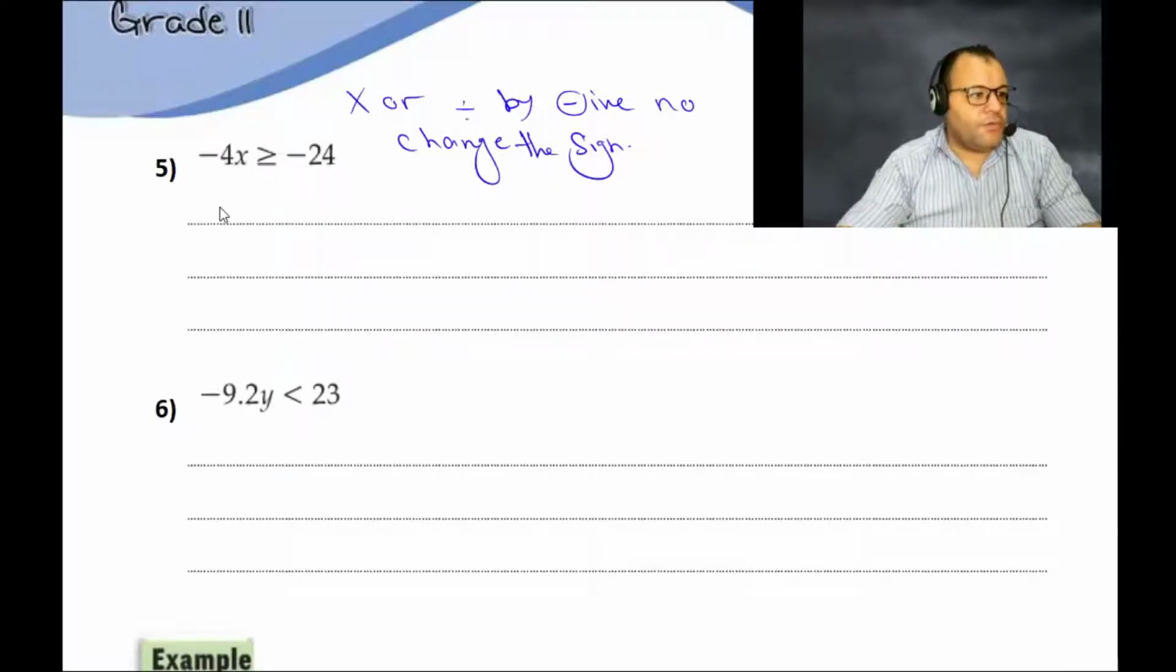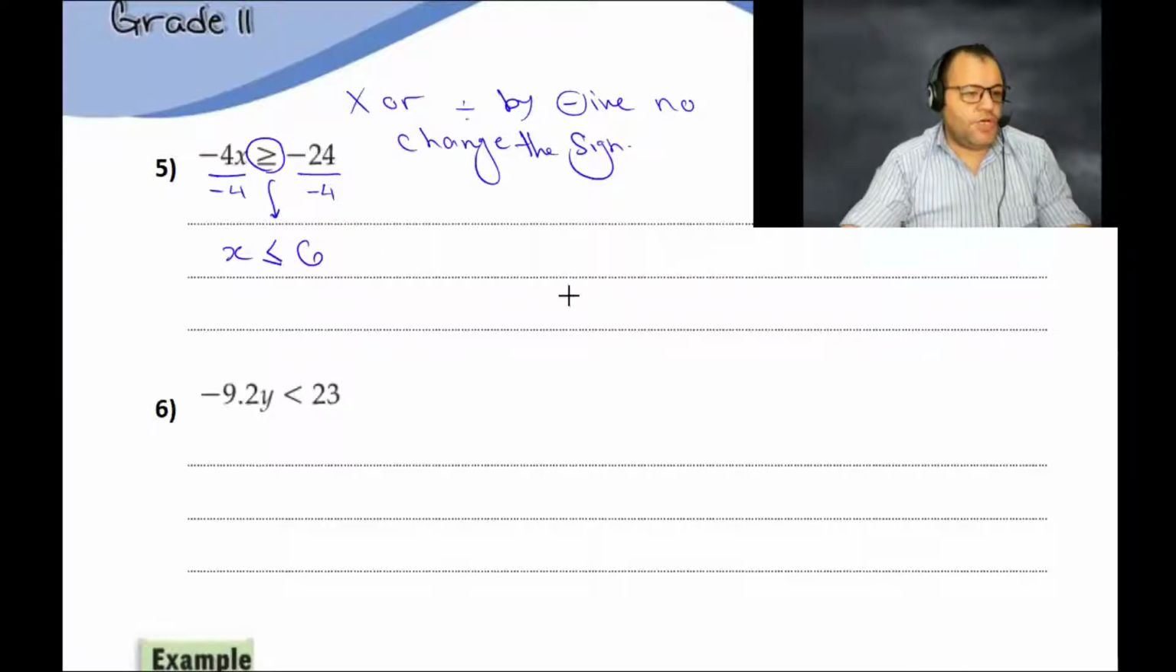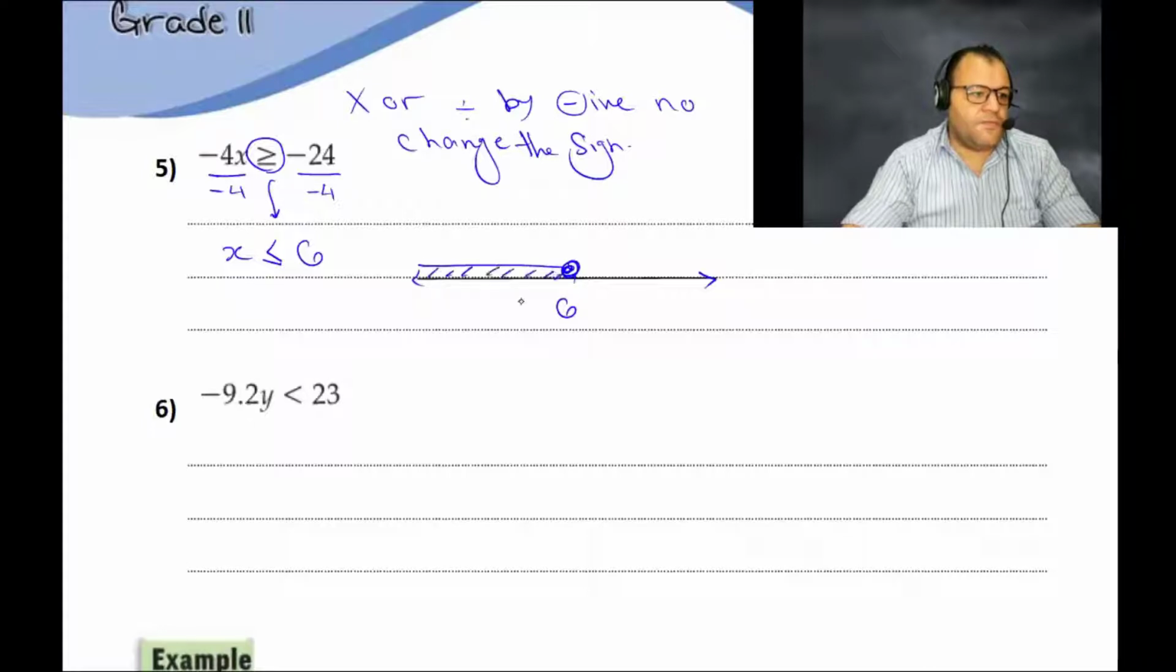Okay. For number 5, how can we solve this one? Divided by negative 4. It means x now, because you divide by a negative number, will be less than or equal to 6. So now we need to represent it on the number line. It is included, so it will be 6 closed, and it's going to the left.